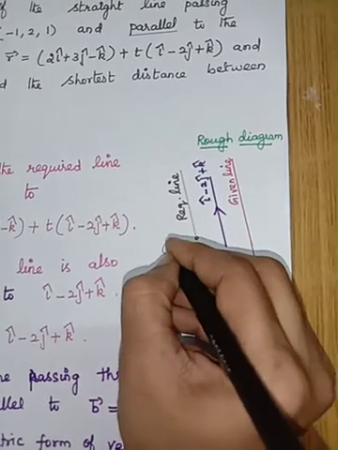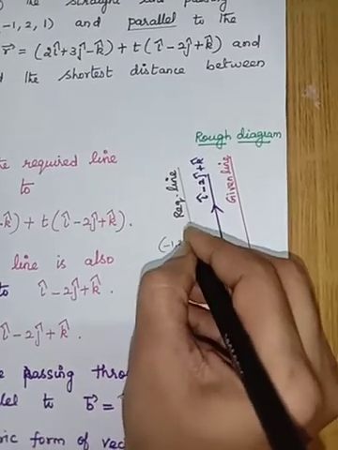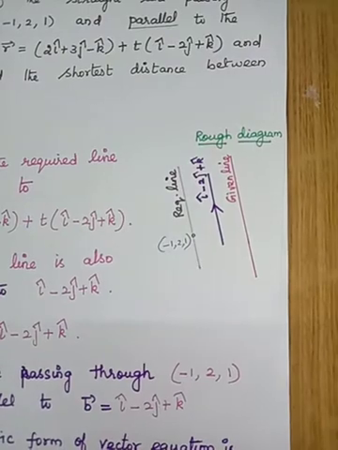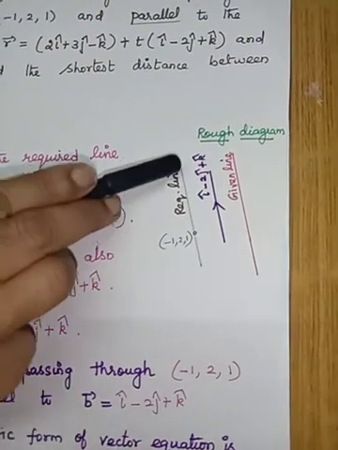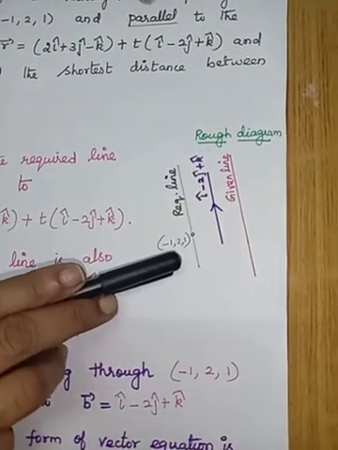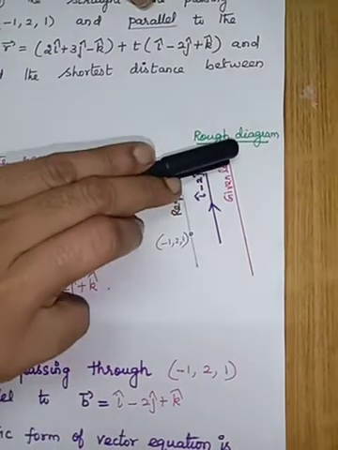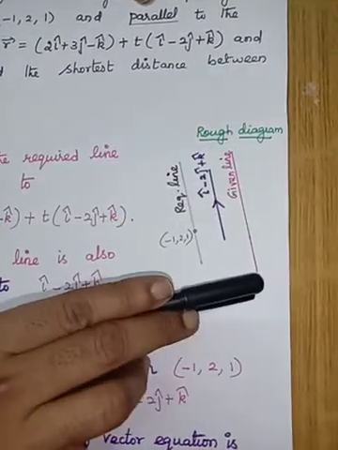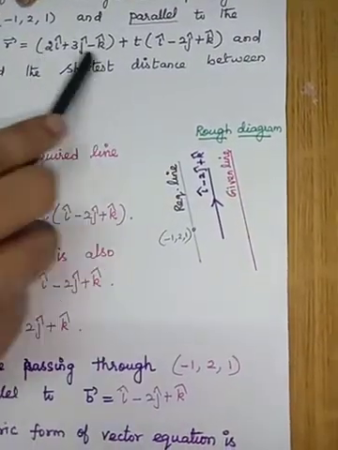So it is (-1, 2, 1). So one passing point is here. It is given. And this required line, how is it? It is parallel to the given line. This is the given line. Okay, so the given line equation is given.